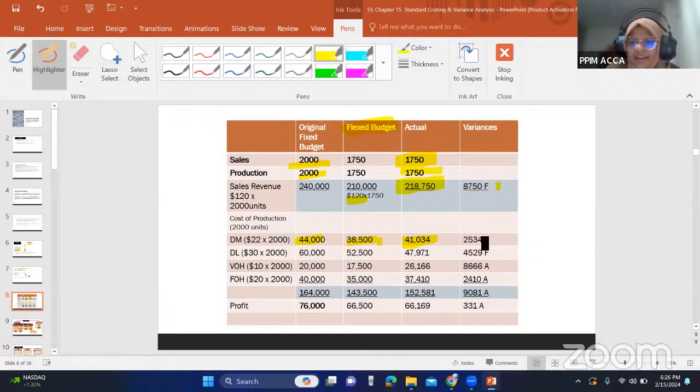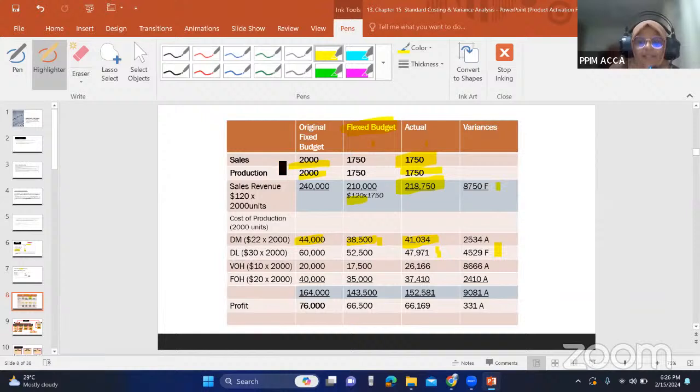This 2,534 adverse, it's the difference between 38,500 and 41,034. Why is it adverse? Because I have spent more. That's why it's adverse. Okay. The difference between 52,500 and 47,971, that is this 4,529. I spent less for direct labor, that's why it's favorable. So likewise, for every figure, I can get the difference between the flexed budget and the actual and get variances. That part is also not a problem. I'll tell you where the complication comes.